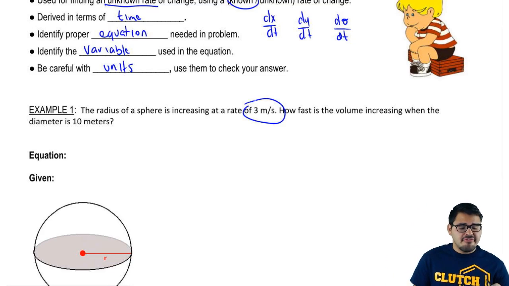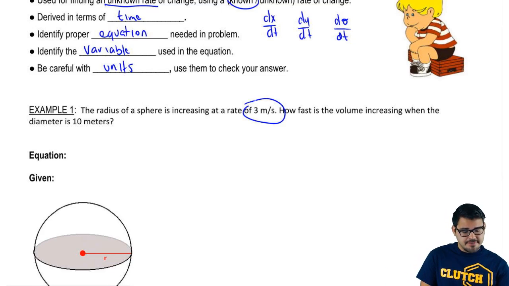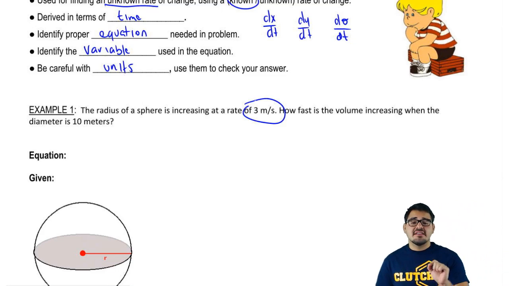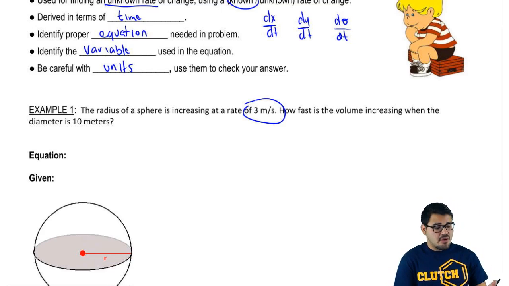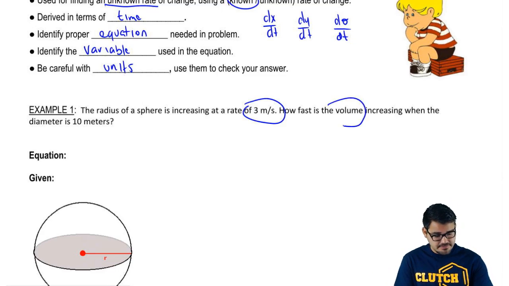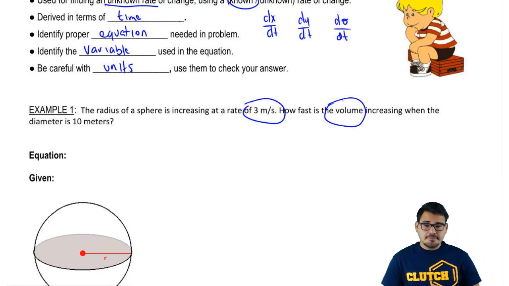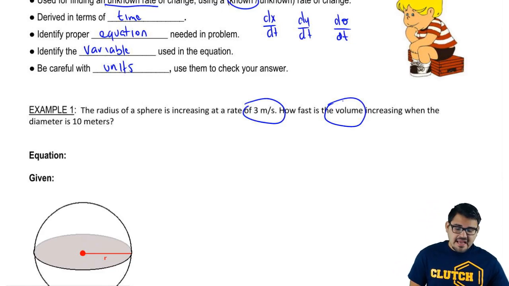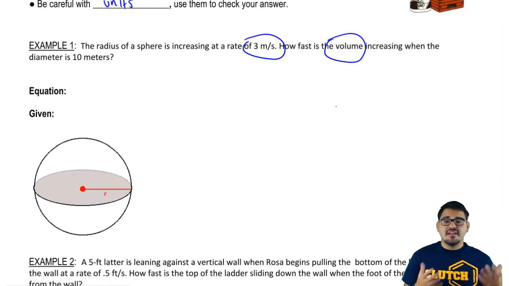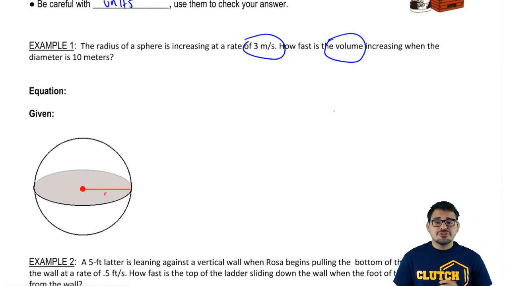Here we have: how fast is the volume increasing when the diameter is 10? So I'm asking you how fast the volume is increasing. I want to know the rate of the volume. So let's translate all this into math. I already gave you guys a diagram of a sphere, and we're going to start off by writing down our given information in the given area with the picture.